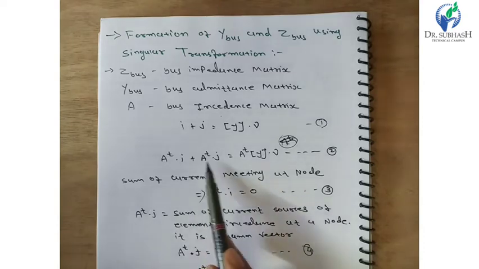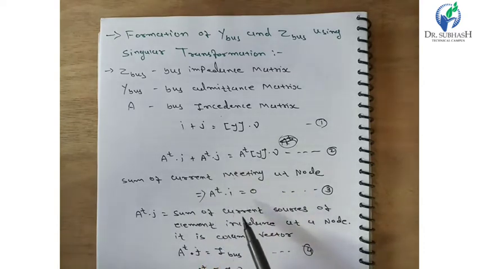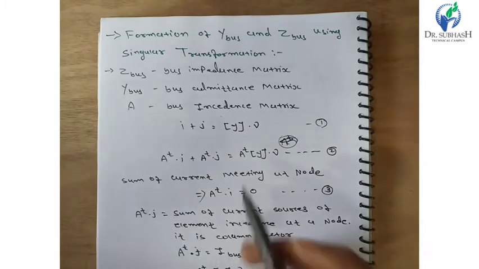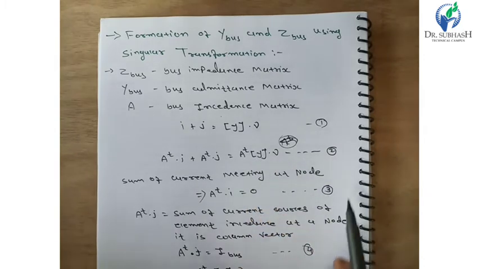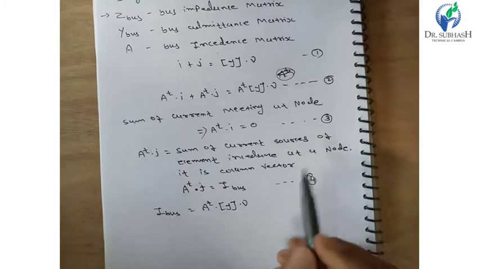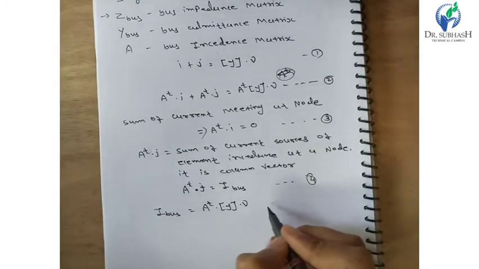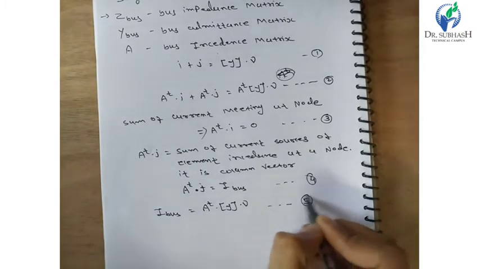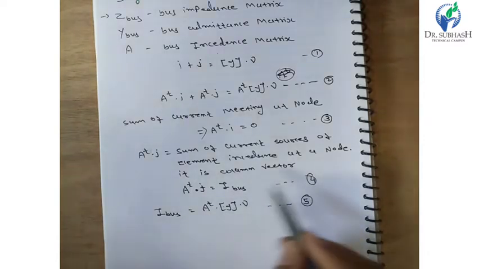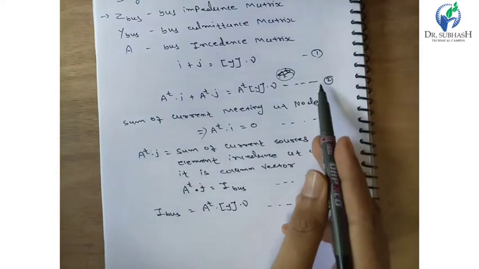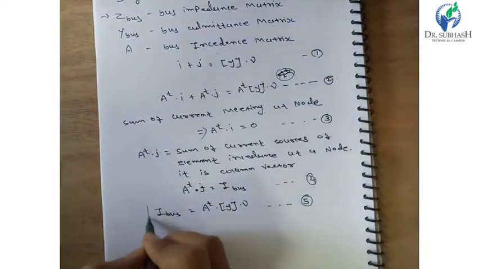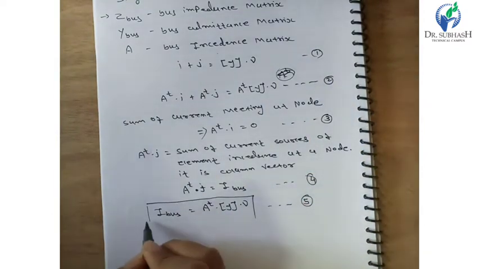In the value of A^T J, the value of A^T J is equal to I bus. So we write I bus is equal to A^T Y V. This is equation number 5. This is the substitution of equation number 3 and equation number 4 into equation number 2. So here is the value of I bus.